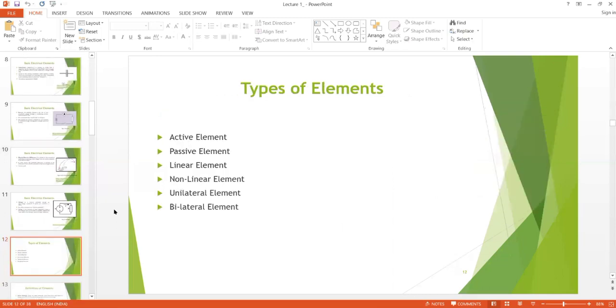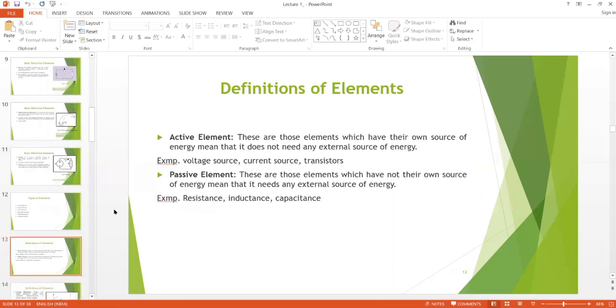We have different types of elements: active, passive, linear, non-linear, unilateral, bilateral. Active elements are those which have their own source of energy. That means voltage source, current source, it can be transistors, NPN transistor, PNP transistor, doesn't matter, but they should have their own source of energy. Similarly, passive elements don't have their own source and require an external source of energy for their operation. It can be resistance, inductance, or capacitance. I hope this is clear.